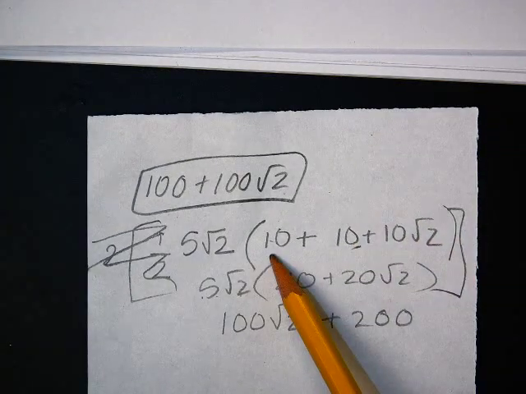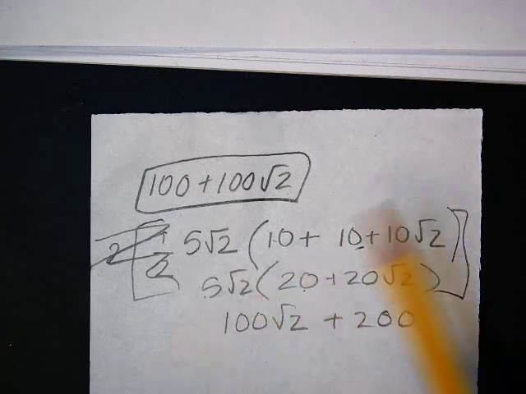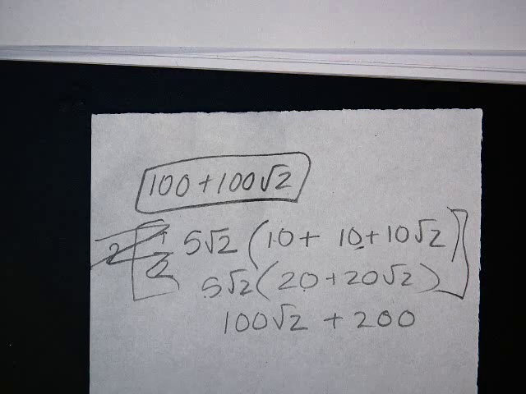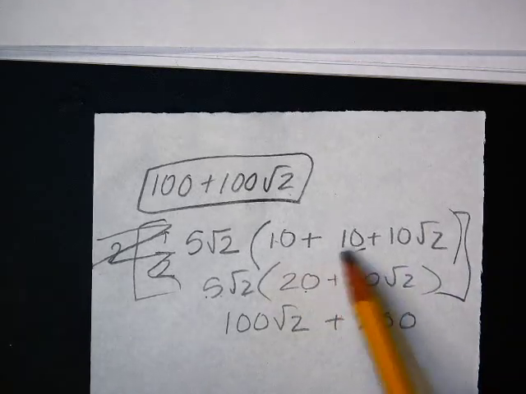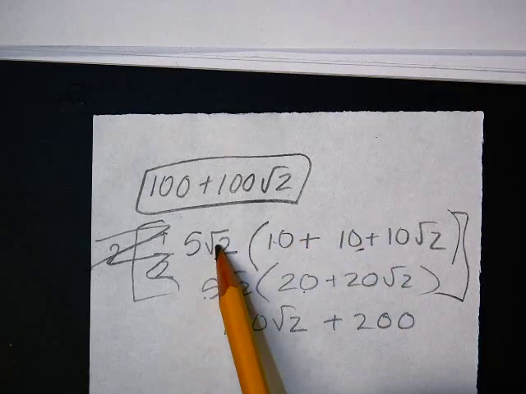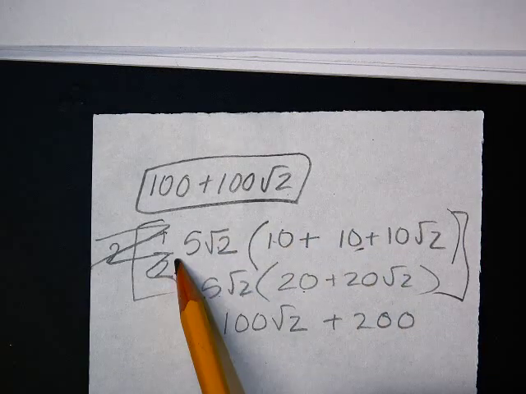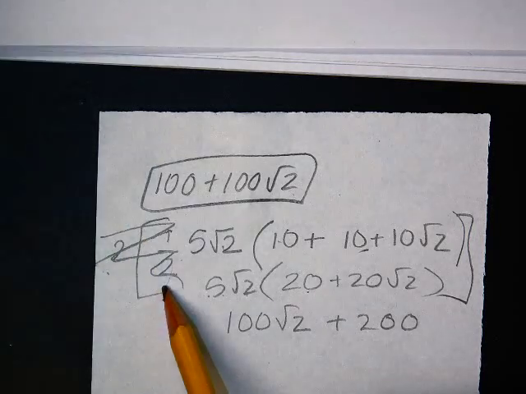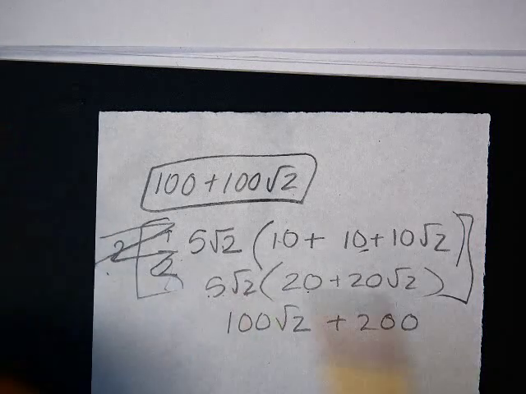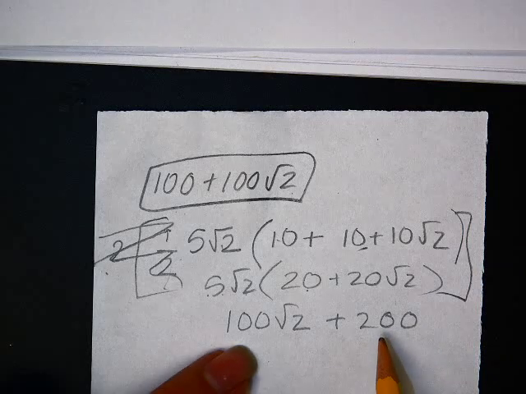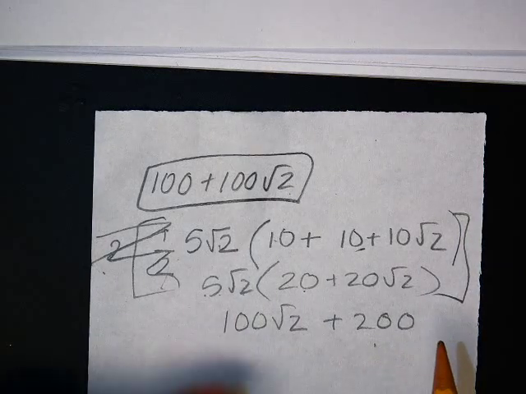It's 20, and 20 times 5 is 100. Base 1 plus base 2 times height times 1/2 times 2. So those cancel each other out. And then I have this times that. Okay, cool.